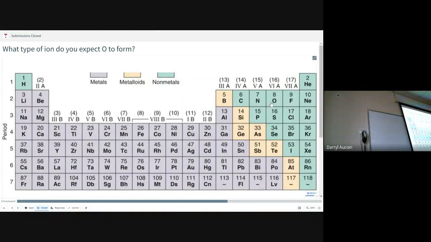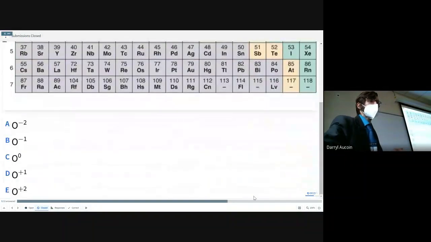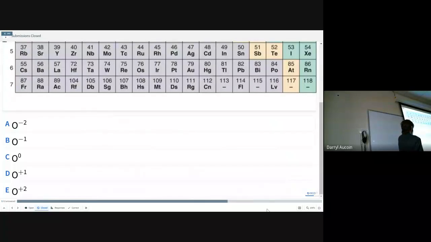It's an atom that likes to have electrons, and it wants to have as many electrons as it can. So it's going to try to snatch as many electrons as it can from other atoms. So based on that, we could rule out these positives and these zeros. So it's either A or B.